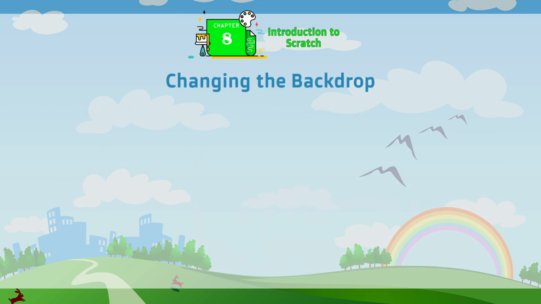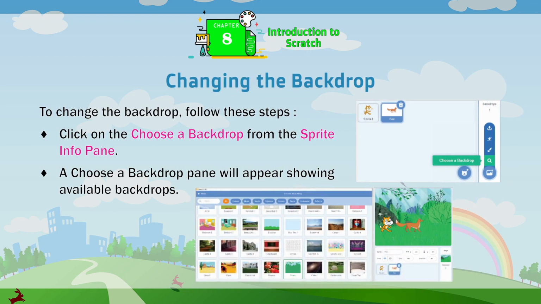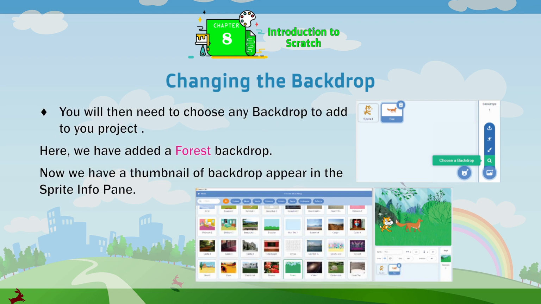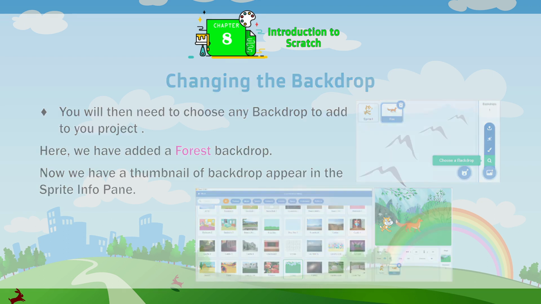Changing the backdrop. To change the backdrop, follow these steps. Click on Choose a Backdrop from the Sprite Info pane. A Choose a Backdrop pane will appear, showing available backdrops. You will then need to choose any backdrop to add to your project. Here we have added a forest backdrop. Now a thumbnail of the backdrop appears in the Sprite Info pane.